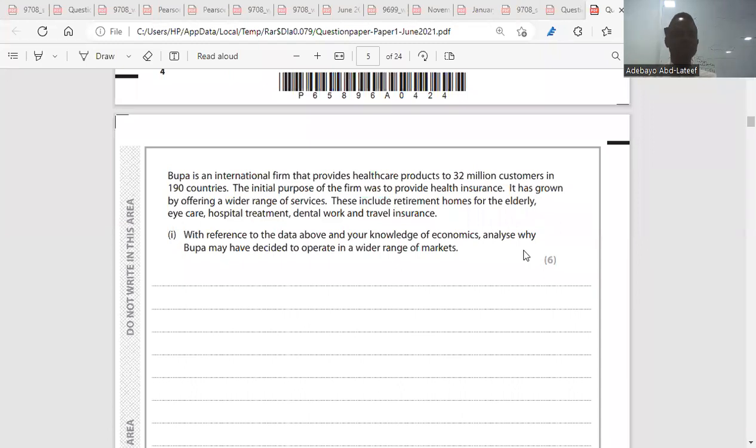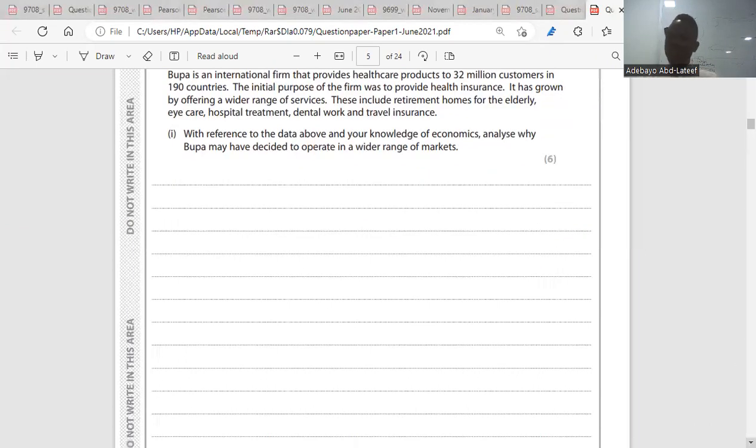So Bupa is an international firm that provides healthcare products to 32 million customers in 190 countries. The initial purpose of the firm was to provide health insurance. It has grown by offering a wider range of services. This includes retirement homes for the elderly, eye care, hospital treatment, dental work, and travel insurance. With reference to the data above and your knowledge of economics, analyze why Bupa may have decided to operate in a wider range of markets.